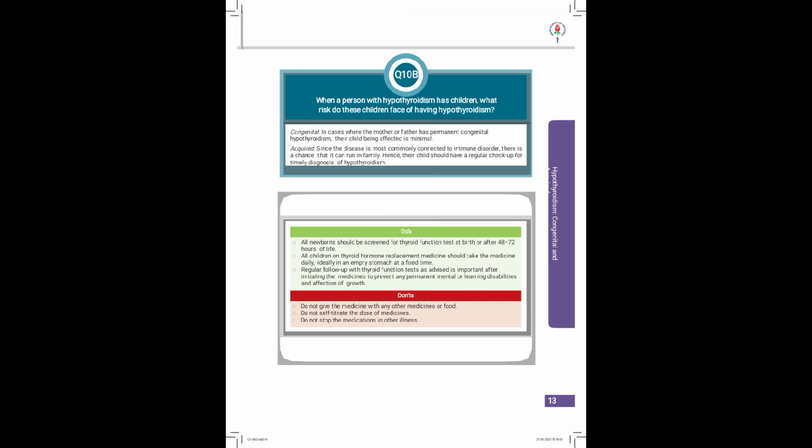The don'ts are: first, do not give the medicine with any other medicines or food. Second, do not self-titrate the dose of medications. Third, do not stop the medications in case of other illnesses.